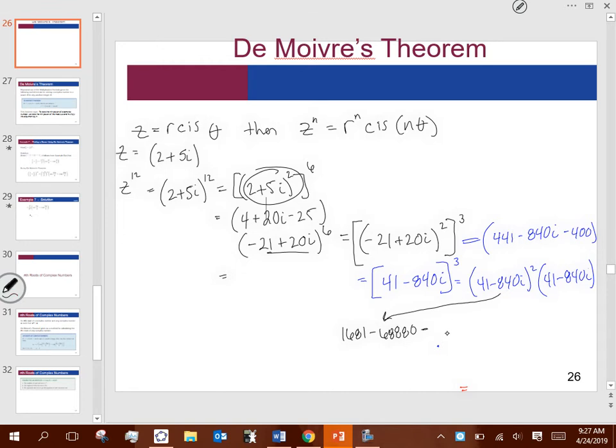And here's where you start getting very large numbers. They get kind of messy. That's got an i on it. So 705600. So 1681 minus 705600 ends up giving me this number here, negative 703919 minus then 68880i. That is 41 minus 840i squared, right?